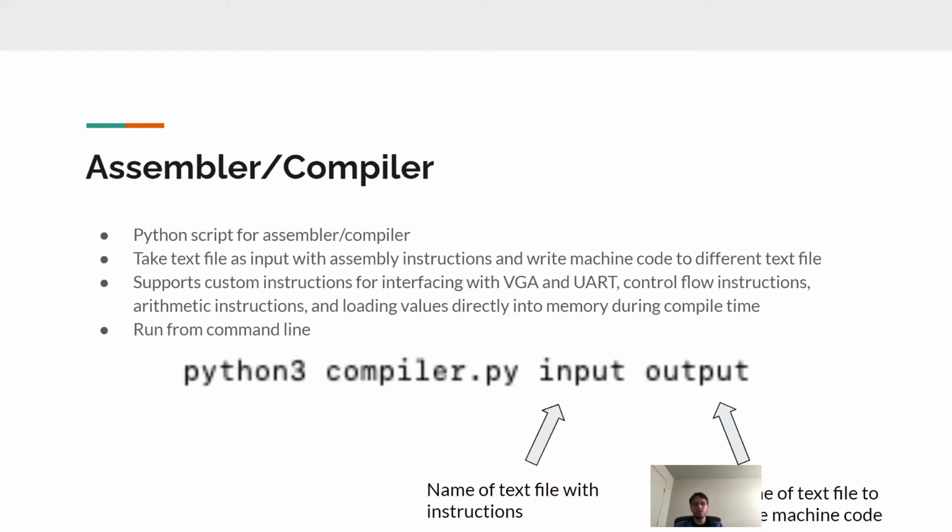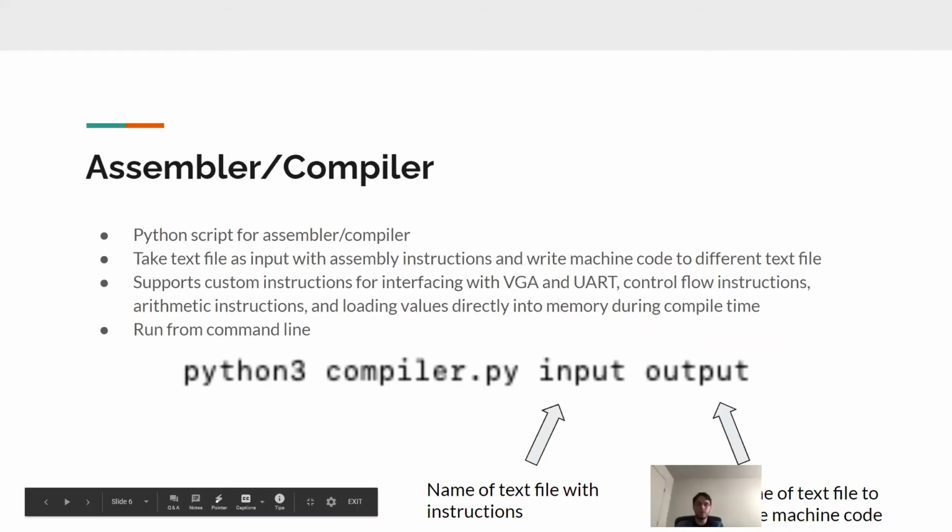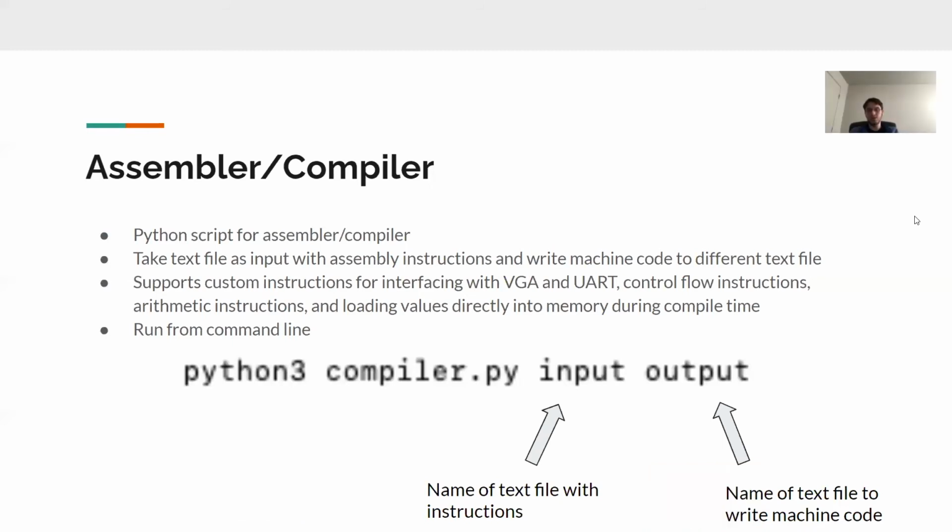Then we have all the standard instructions, control flow, arithmetic instructions, but then we also have instructions specific for communicating with our UART module and the VGA, as well as the capability to load values directly into memory. This is useful if we need to always jump a certain value and we know that ahead of time. And we use our compiler through the command line. So we put all of our assembly code in whatever file we want. In this case, it's called input, and then it'll print the machine code to whatever file we specify, which in this case is output, and then we'll load output into the VRAM in our CPU.